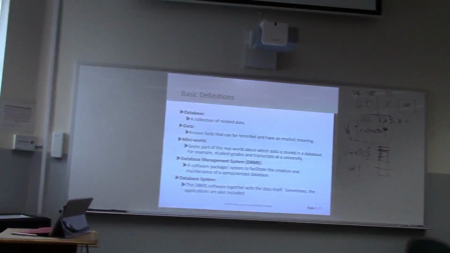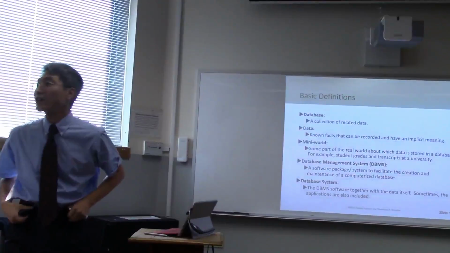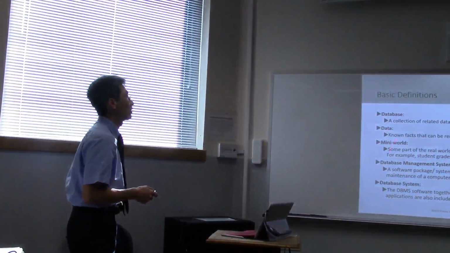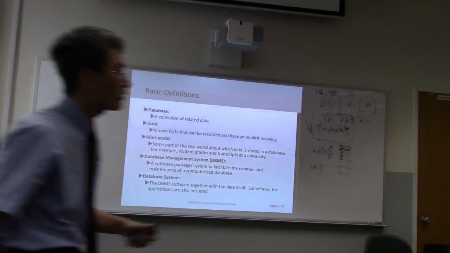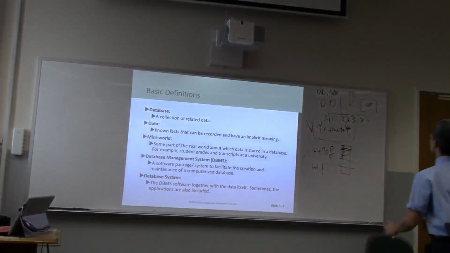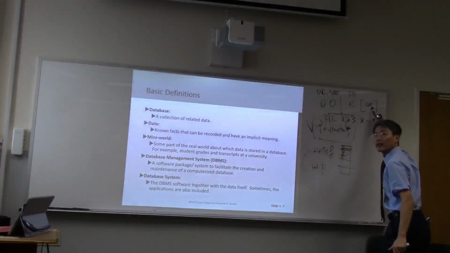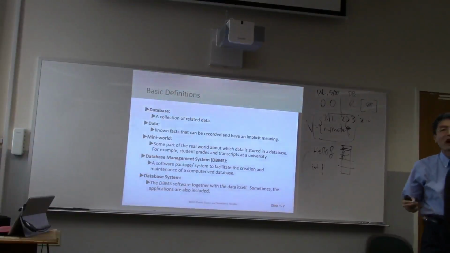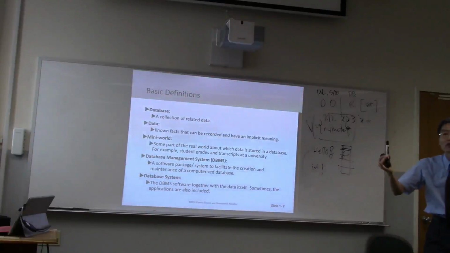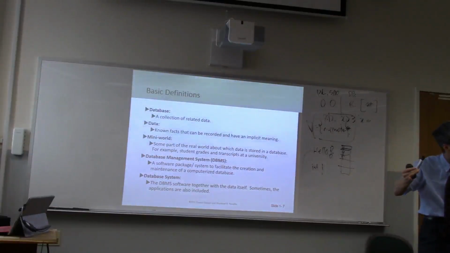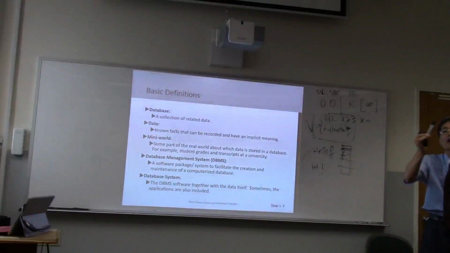So these are the basic definitions that we already discussed. Quickly, a database is a collection of related data. Related means the same format, right? For student, we are not going to keep the faculty information in the student table, student database. Okay, only student, they are related.